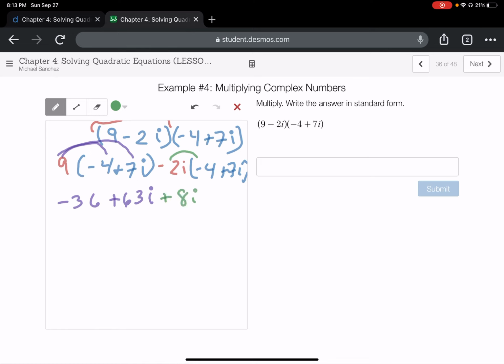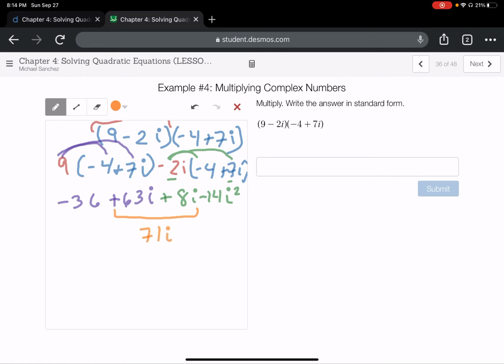So kind of treat i as a variable, except for this next part, where we do negative 2i times 7i. Here I multiply the 2 times 7, which is a negative 14. And then the i times the i is the same as if you were multiplying a variable: you add the exponents, so i to the power of 2. So here we're going to have to do two things. I have like terms, 63i and 8i. So that's going to be 71i.